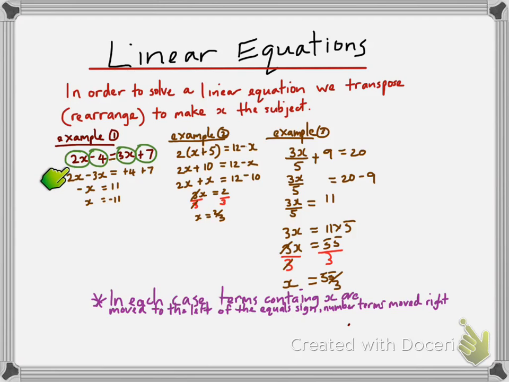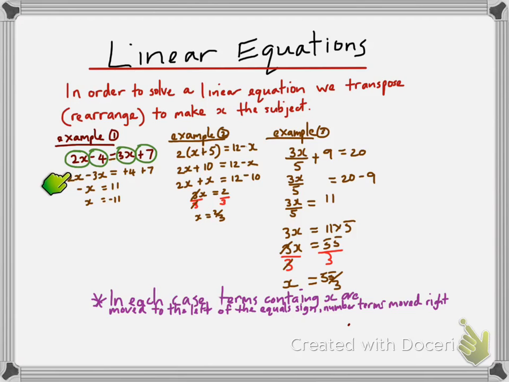So what I've done is I've left this 2x on the left hand side of the equation and brought this 3x over to the left hand side of the equation. When that 3x comes across, it has to be changed into a negative 3x. Likewise, on the right hand side of the equation I've left the 7 there and I've brought the minus 4 to the right hand side. Notice that that becomes a plus 4.